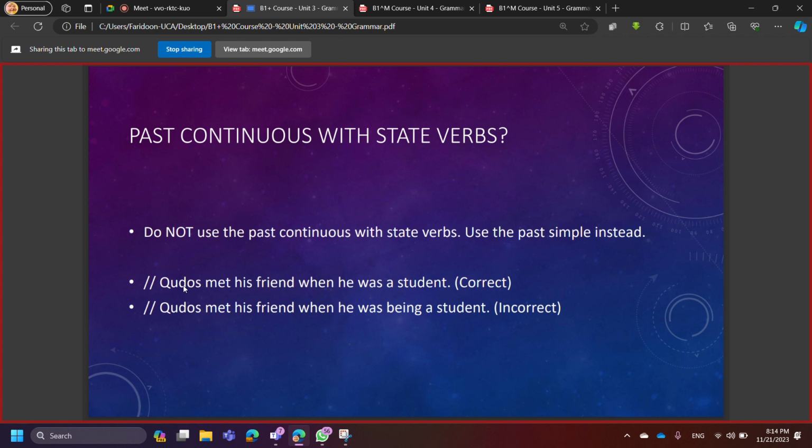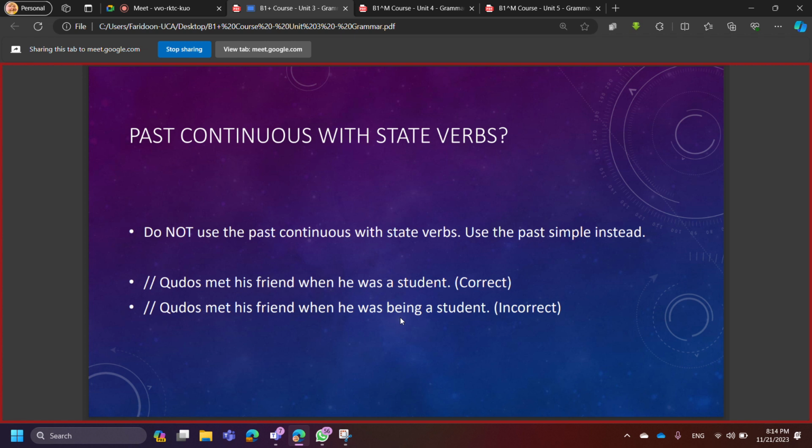Example, Qudus met his friend when he was a student. So Qudus met his friend when he was a student. This is correct. But if I say that Qudus met his friend when he was being a student, I mean using a past continuous in this case, this one is not really good. It's incorrect, okay? Because we don't need this kind of use here.